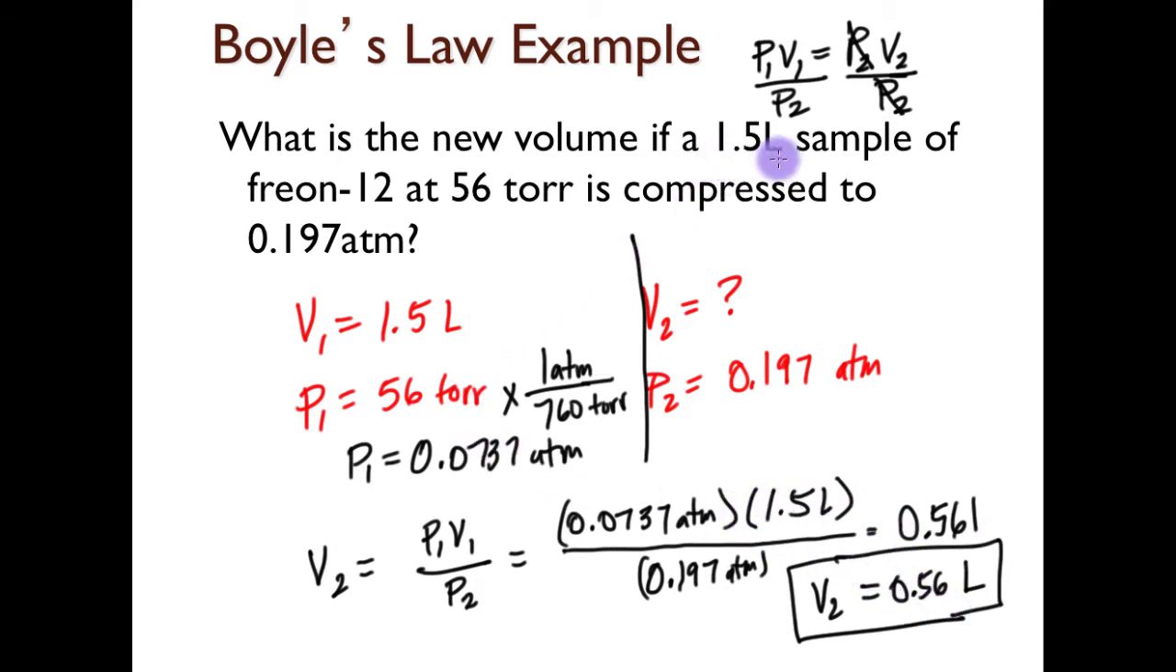My volume starts out at 1.5, so I have a 1.5 liter container, and my pressure is 0.073. So what's happening to pressure? Pressure is going from 0.07 to 0.197, so my pressure is going up. If my pressure goes up, what should happen to the volume? Volume should go down. I should get a smaller container when I'm finished. My volume started at 1.5 liters and ended at 0.56. So conceptually it makes sense, it fits, and we're in good shape. All right, so that's Boyle's law.